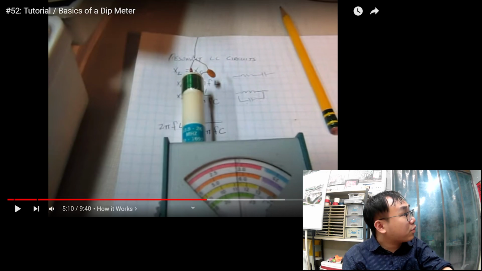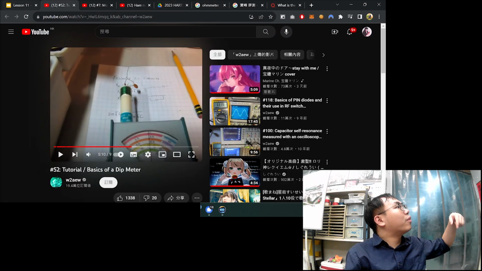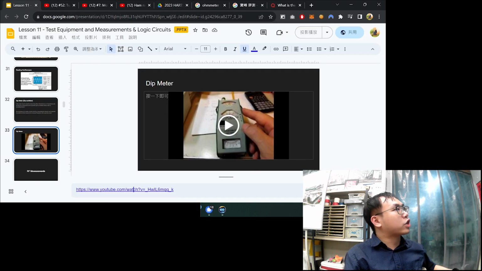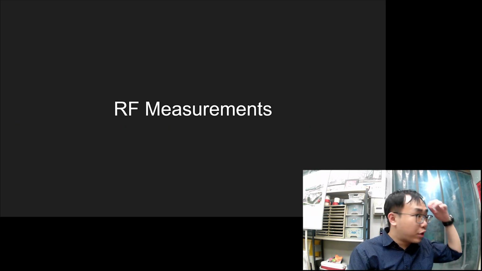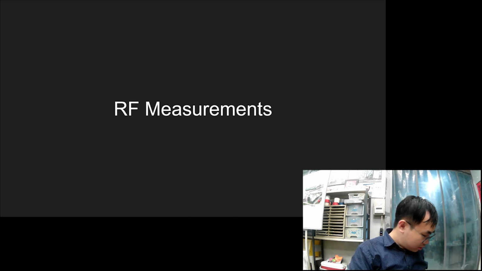Okay, so this is how the dip meter works. If you want to know more, you can just check the whole video. So let's take a break first.